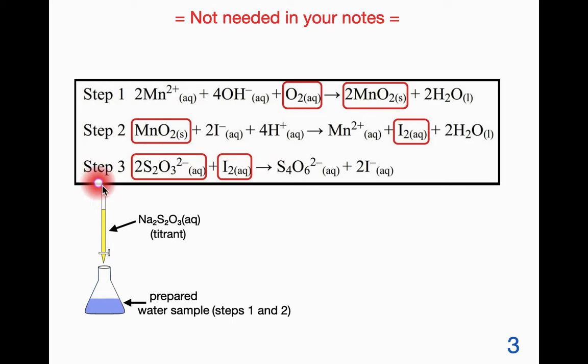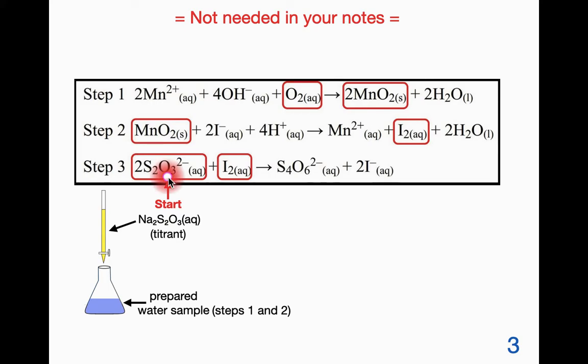The last step is when you titrate sodium thiosulfate into your sample of prepared water. The water was prepared by steps 1 and 2 that I just walked you through. So the water is all ready for the last step, to add the sodium thiosulfate. Also added is starch, which is an indicator that will change color once this reaction has gone to completion. So the last step is titrating the water with the sodium thiosulfate.